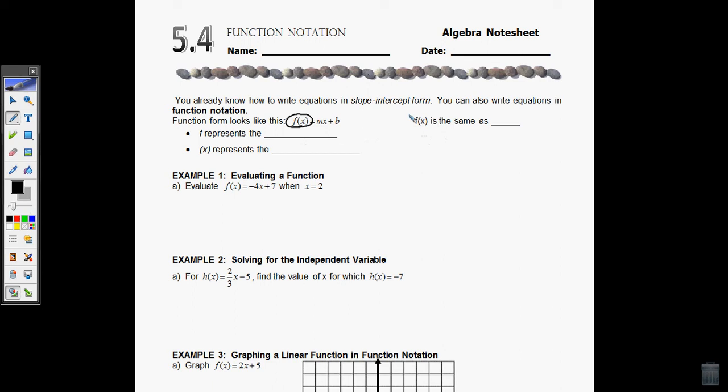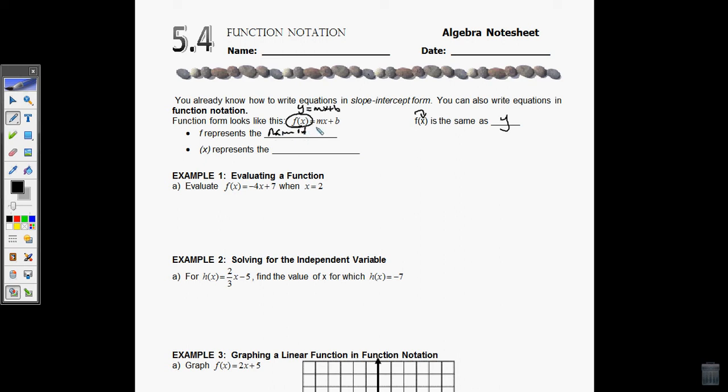When I say this, which is how we say f of x, it's the same as the y in the equation. So we're used to seeing y equals mx plus b. That's going to be the same thing as f of x equals mx plus b. The f really just stands for the function. It represents the name of a specific function.